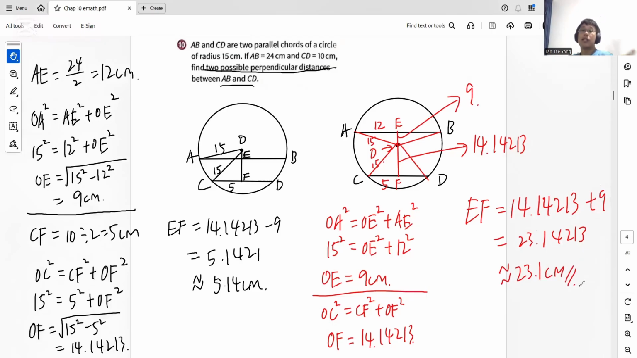All right. So in both scenarios, in the first scenario, both chords are together on the same side as each other. So you see O is here, the center, right? So these two chords are on the same side. But for the scenario on the right, the chords are on opposite sides of the center. So you see the center is here, AB and CD, they are on opposite sides. So that's why there's a difference between the perpendicular distances. All right. So this is it for question 10.